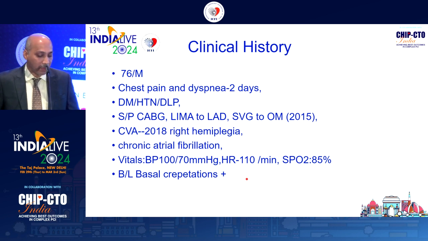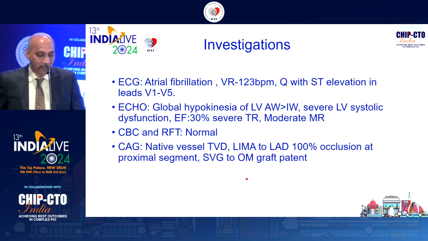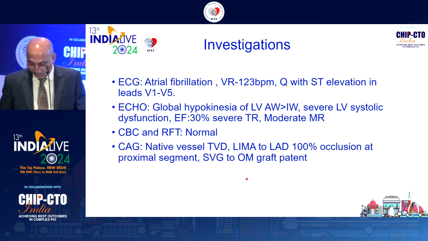At the time of presentation, his blood pressure was 170, heart rate is 110 per minute, saturation is 85, and bilateral basal crepts were there. And ECG shows atrial fibrillation with a fast ventricular rate, and also ST elevation, Q wave in anterior leads. Echo shows severe global hypokinesia of LV, anterior wall greater than inferior wall, and severe systolic LV dysfunction, EF 30%, and severe TR is there, moderate MR. And the CBC, RFT was normal, and the angiogram we did it.